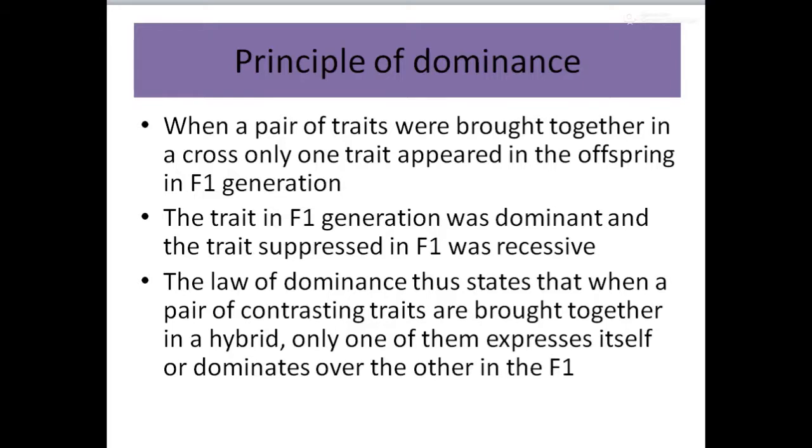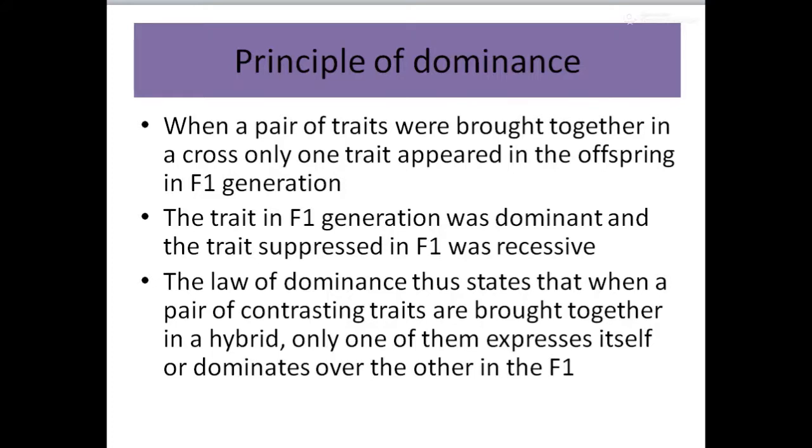The law of dominance states that when a pair of contrasting traits are brought together in a hybrid, only one of them expresses itself or dominates over the other in the F1 generation. That was the principle of dominance explained by Mendel, and it was true when he considered the pea plant as an example. In all the 7 characters studied, one of each pair of contrasting traits appeared to be dominant and the other was found to be recessive.